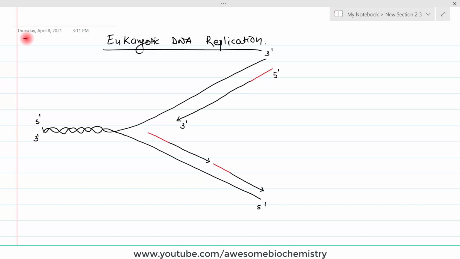In this video tutorial, I am going to discuss eukaryotic DNA replication. In the previous 3 videos, we had already seen prokaryotic DNA replication. The process of prokaryotic DNA replication is almost similar to eukaryotic DNA replication. Of course, eukaryotic DNA replication is a very complex process with respect to prokaryotes.